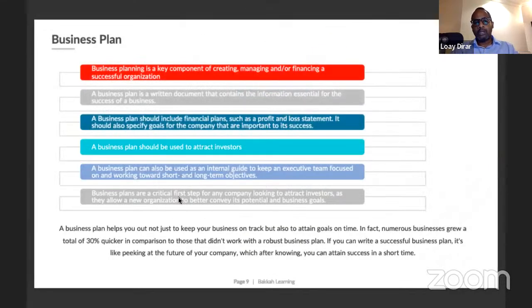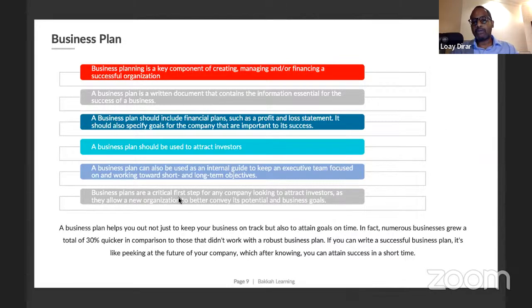Now we're going to start with the first slide, the importance of a business plan. Business planning is a key component of creating, managing, and or financing a successful organization. And this is something that we've already explained a couple of minutes ago. And a business plan is a written document.